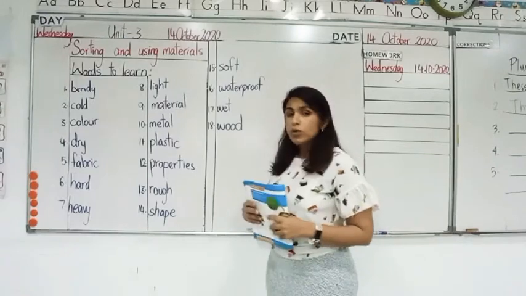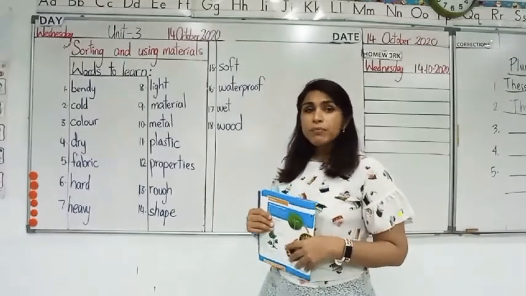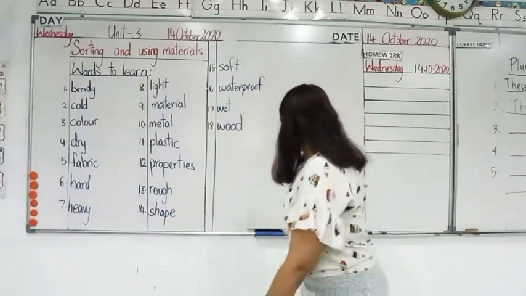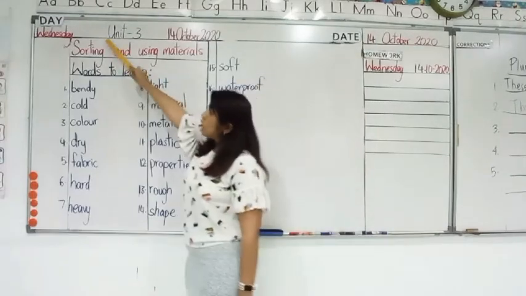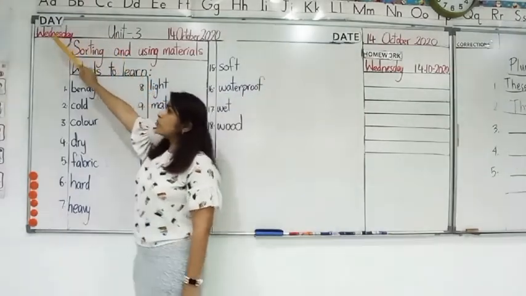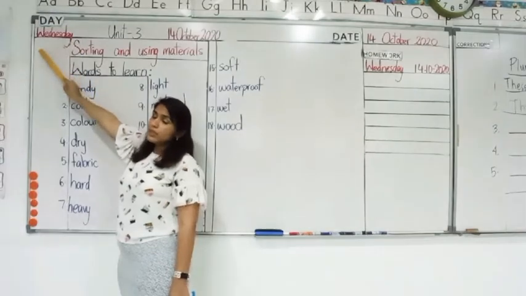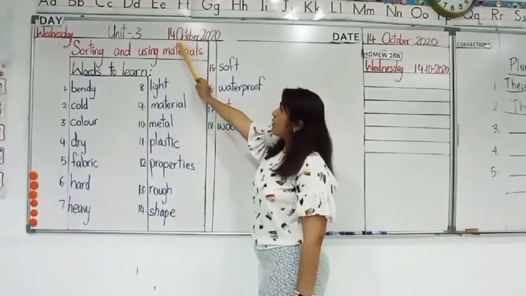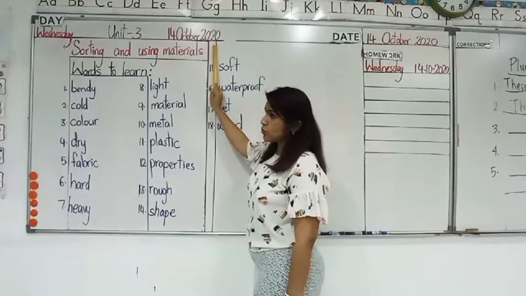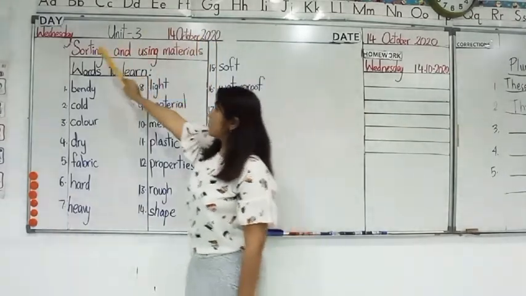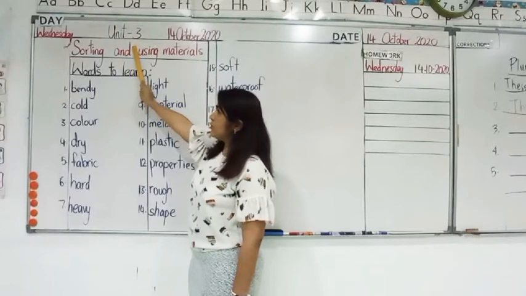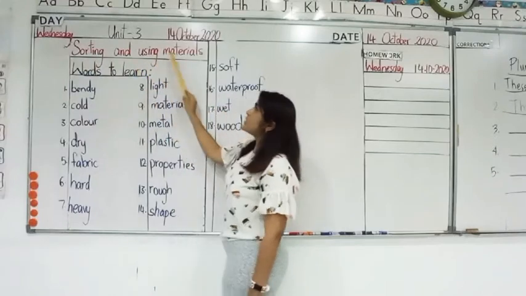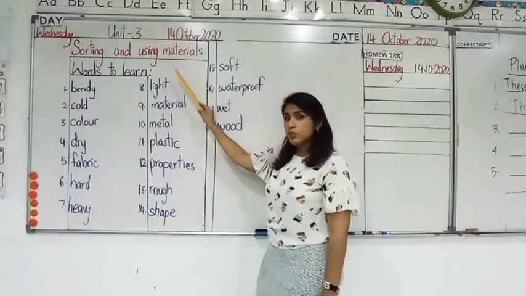Then I want you now to sit, open up your science exercise book and copy this. What you have to do, as you know, is draw a blue line. Then you write down Wednesday. Write neatly please. Then you write the date on the extreme right hand side with the complete date, 2020, in a straight line. In between the day and the date, I want you to write Unit 3. Then go to the first 4 lines, write down sorting and using materials. You all know how to write in between 4 lines.